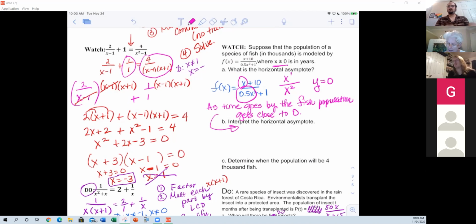So determine when the population will be 4,000 fish. So what am I going to do with the equation to find out when the population will be 4,000 fish? There's only two things you could do. You could either plug in 4 for x, or you could set the equation equal to 4. Which of these two makes sense for that question?